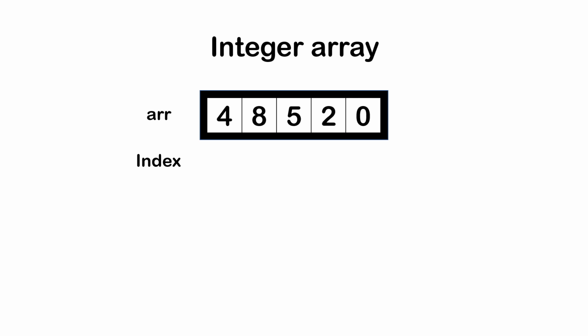This is what we call an array, or in this case, an integer array since its values are integers. Just like a variable, it has a name, and when we want to refer to its values, we are going to use something called an index. The first value in the array is at index 0, the second value is at index 1, and the following values are at 2, 3, and 4.